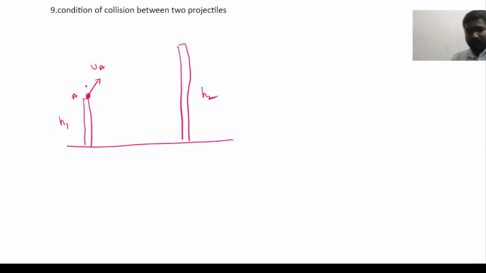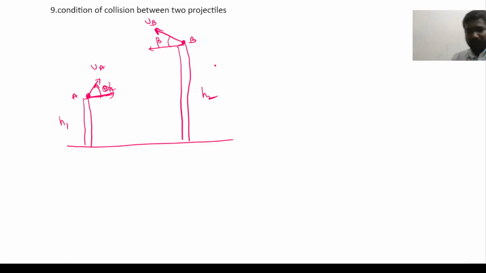Let us take this point as A, and this point as B. A is projected with initial velocity UA, and it makes an angle alpha with the horizontal. And here B is projected in this direction with initial velocity UB, and it makes an angle beta with the horizontal.